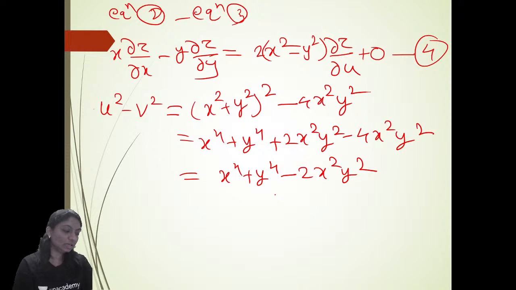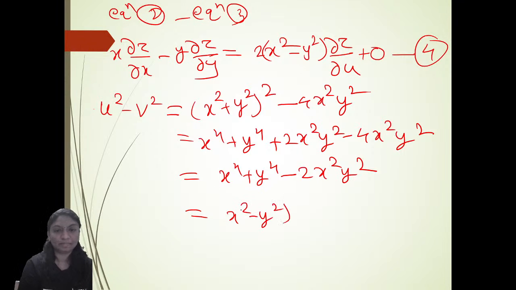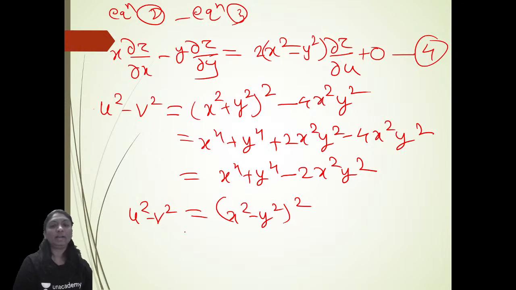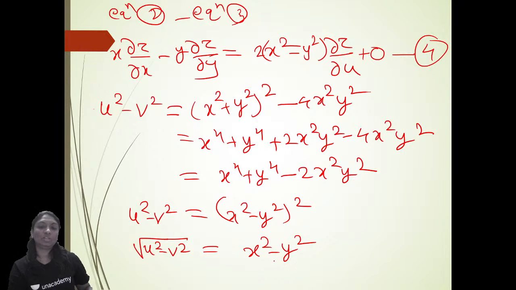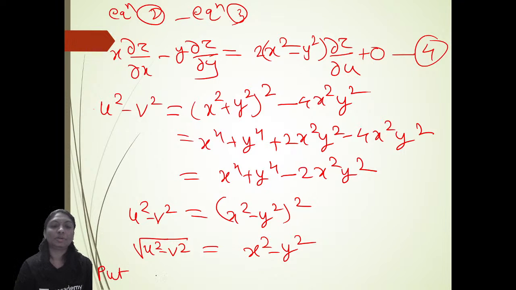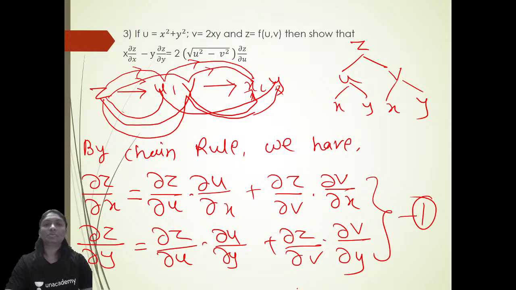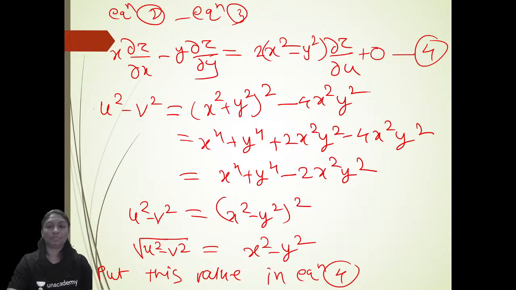Now if you observe, is it nothing but (x square minus y square) whole square, right? So u square minus v square is equal to this. Taking square root on both sides, you will get here x square minus y square. So root of u square minus v square is equal to x square minus y square. Now put the value of x square minus y square in equation 4. In equation 4, we get the required result, 2 into root of u square minus v square into ∂z/∂u, right? So the same value.